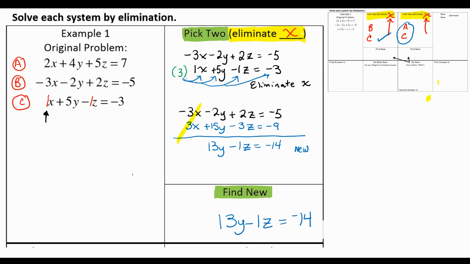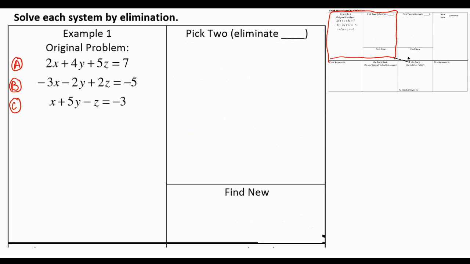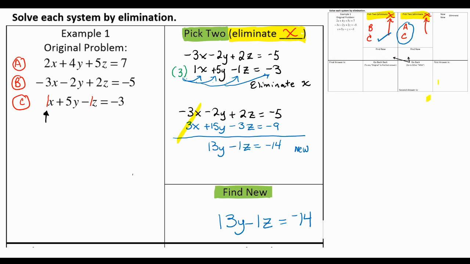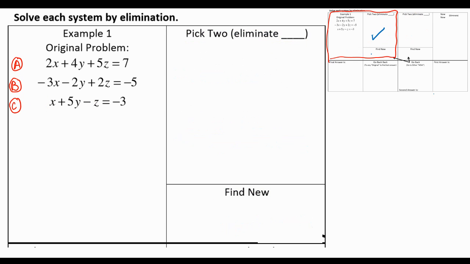You can hit pause if you need a moment here. Okay, so now we're going to have to move on. This box is done. We found a new one. And I should probably write that in here. 13y minus 1z equals negative 14. So we found this one, right? 13y minus 1z equals negative 14. And we did that with B and C. Now we're going to do A and C.